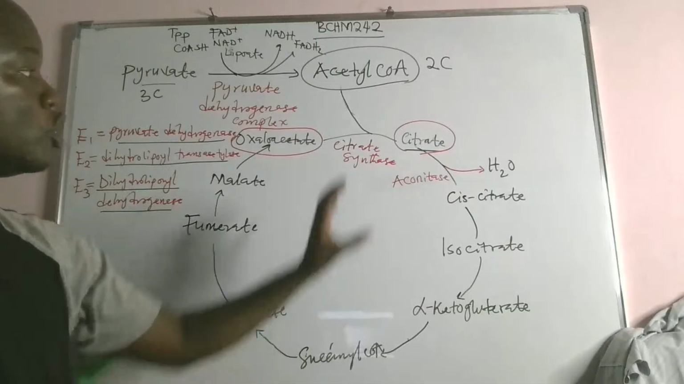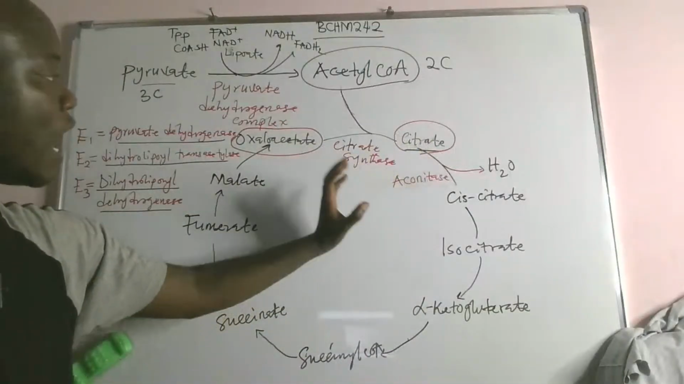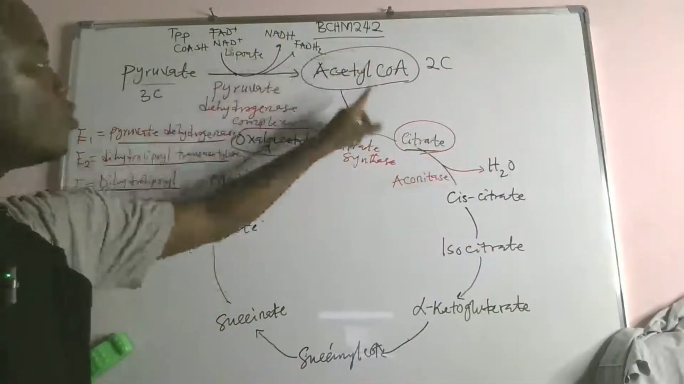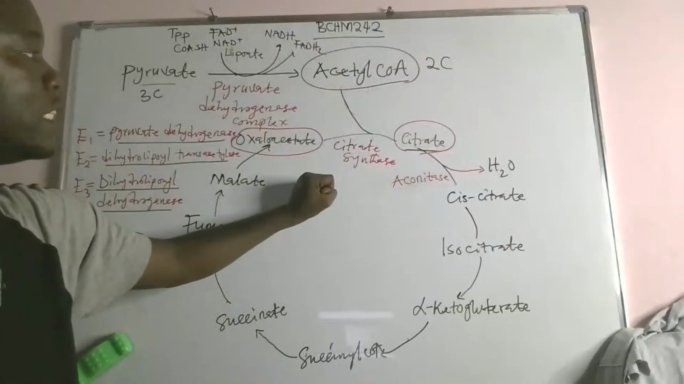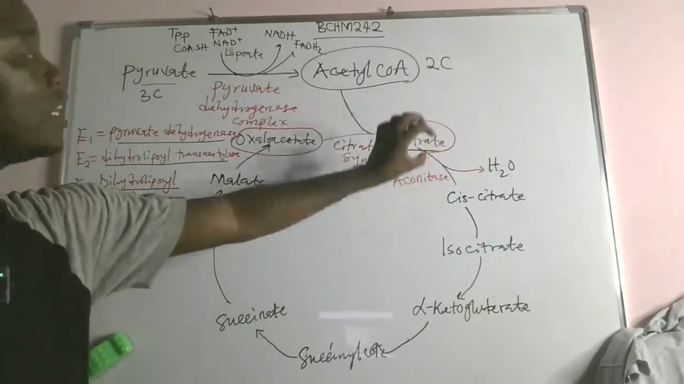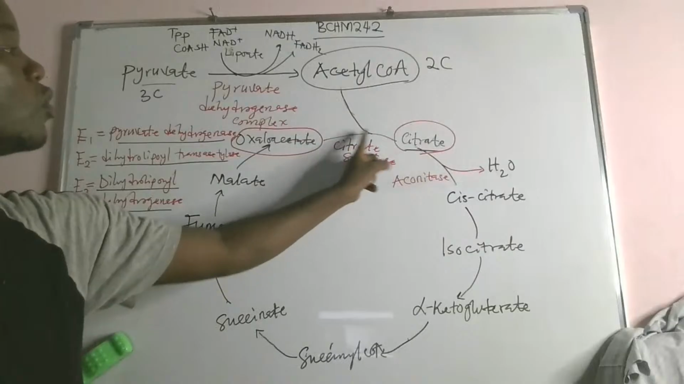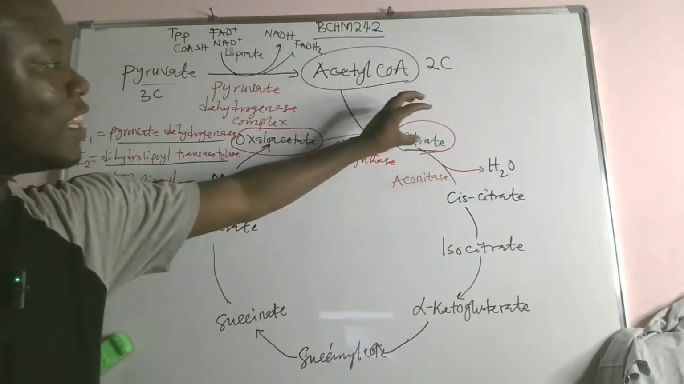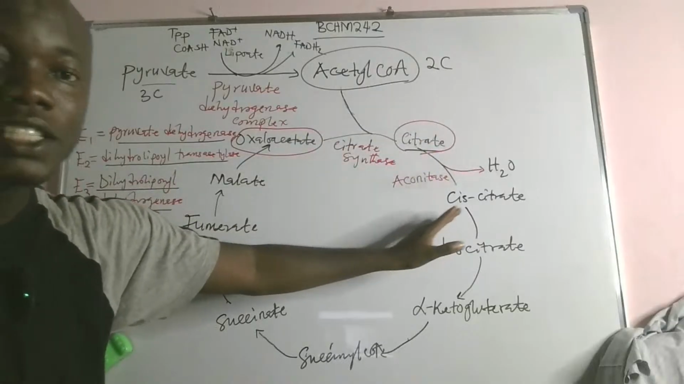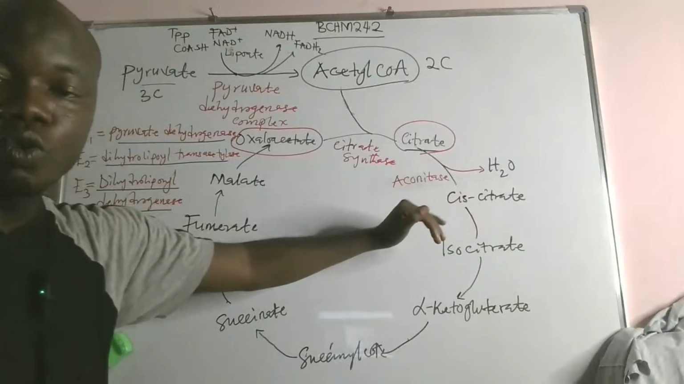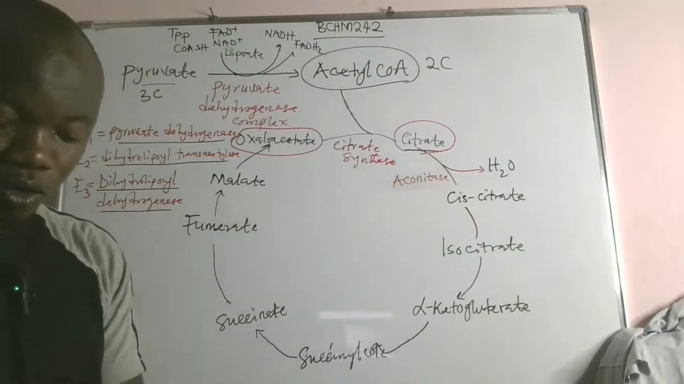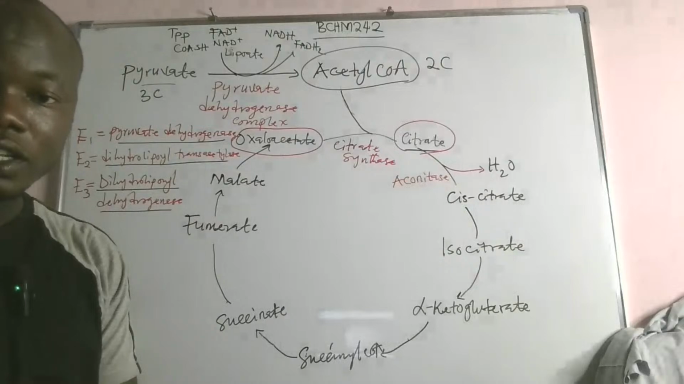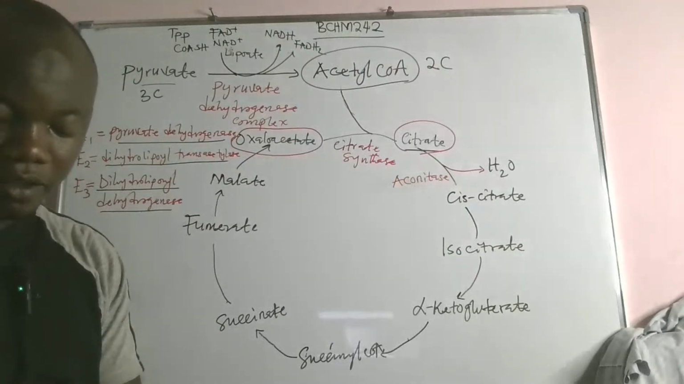Do you understand up to this stage on how acetyl-CoA is first generated, then acetyl-CoA and oxaloacetate condense to produce citrate using an enzyme called citrate synthase, and then the citrate will be converted to cis-aconitate. And the enzyme that does this work is called aconitase. I am happy that you are following.